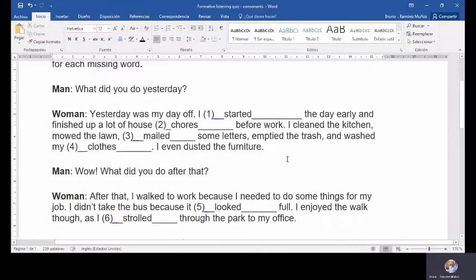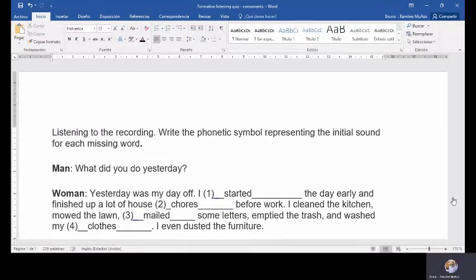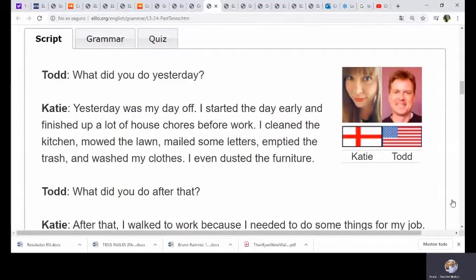formative listening quiz, okay? And the idea is that you first listen to the video, the recording. I'm going to share with you the video again. So first listen to this.